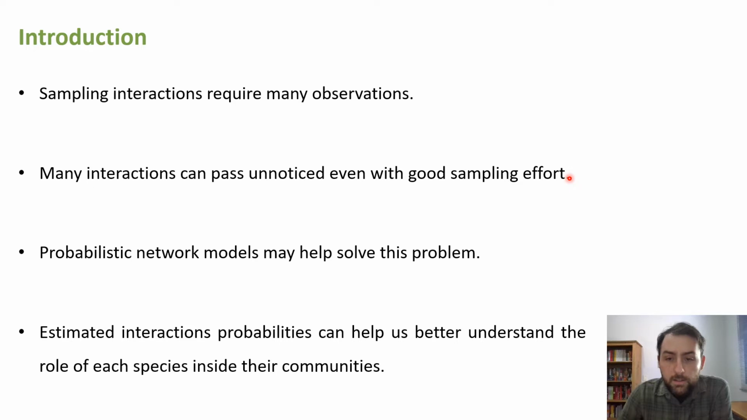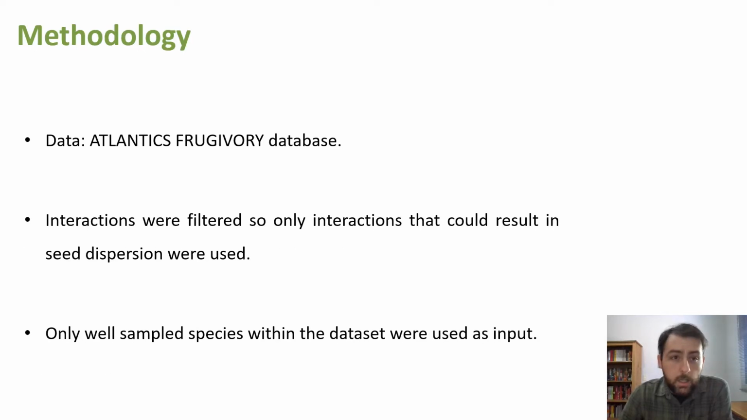They can estimate the interaction probability between two species with just some information about the frequency of interactions that are happening and the traits of the two species. Then we can use them to better understand the role of each species in the community, as we have a better overview of how those interactions are happening.